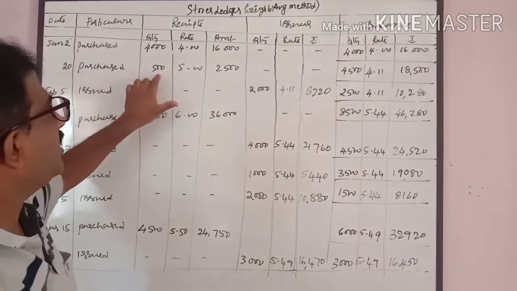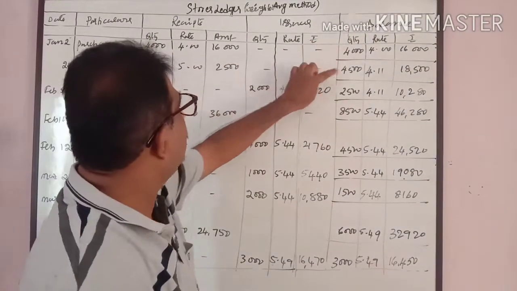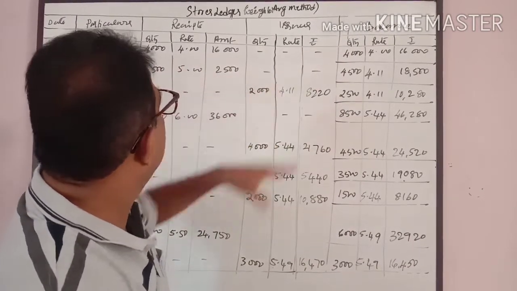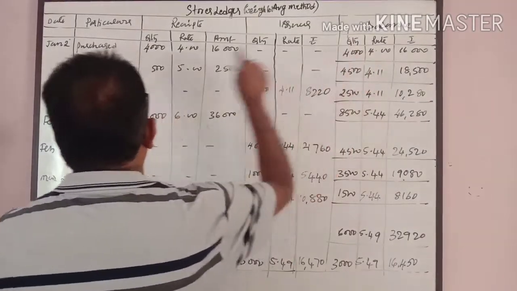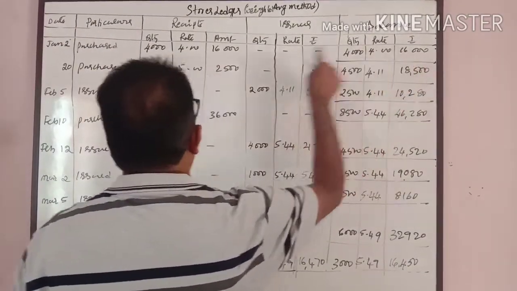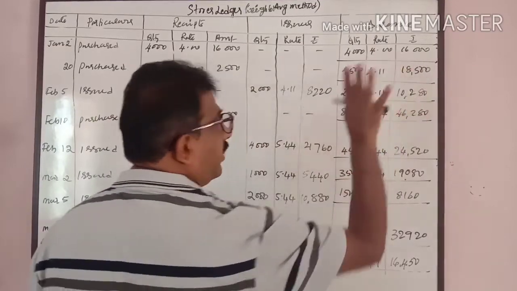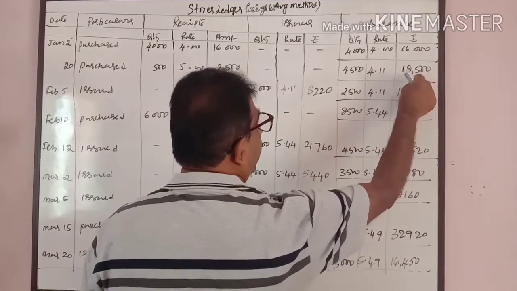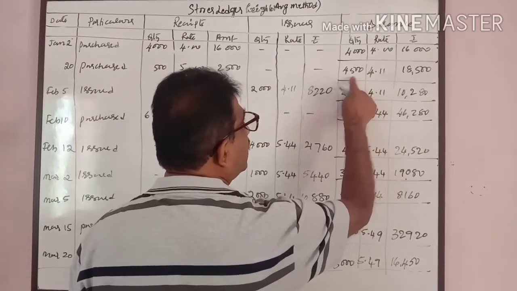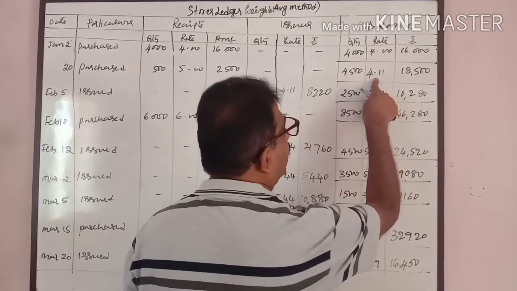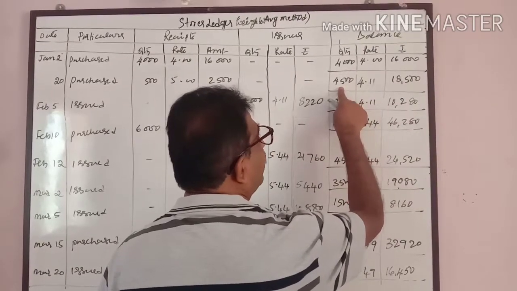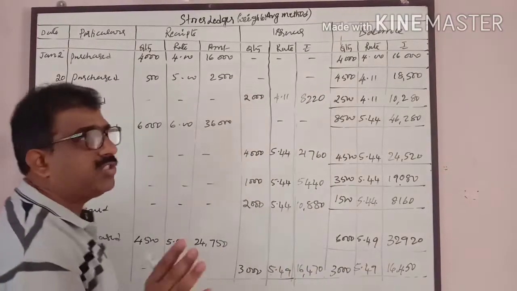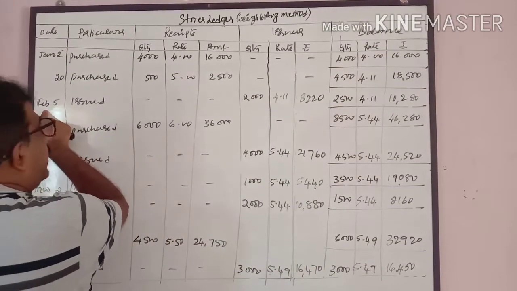Again on the 20th purchased 500 units. So it becomes 4,500 at the rate of 5. So we don't worry about this. First I will do 4,000 plus 500, 4,500, 16,000 plus 2,500, 18,500. Now carefully observe. The price I calculated through the weighted method, 18,500 divided by 4,500, comes to 4.11. Add the values and divide by number of units, you get the price.